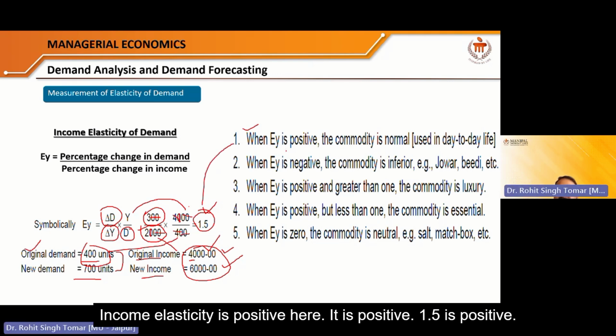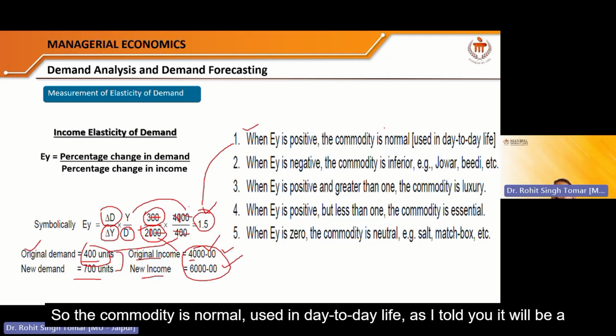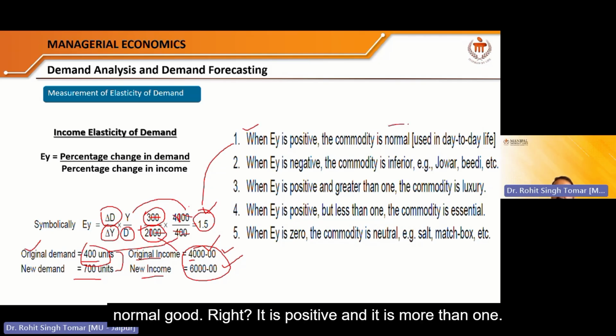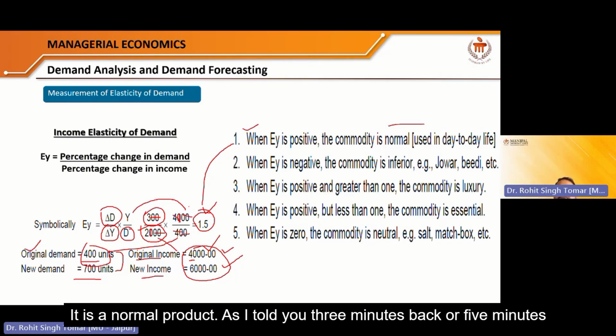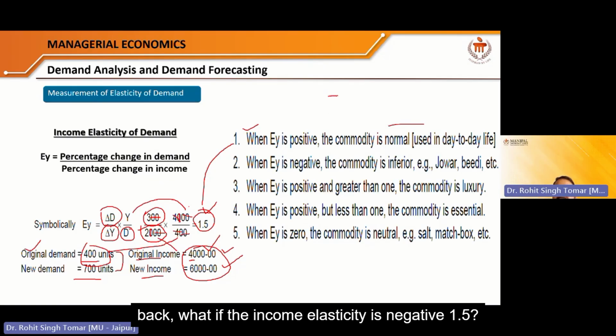It is positive, 1.5 is positive, nothing negative is written out there, right? So the commodity is normal, used in day-to-day life. As I told you, it will be a normal good, right? It is positive and it is more than 1. It is a normal product. As I told you 3 minutes back or 5 minutes back, what if the income elasticity is negative 1.5?